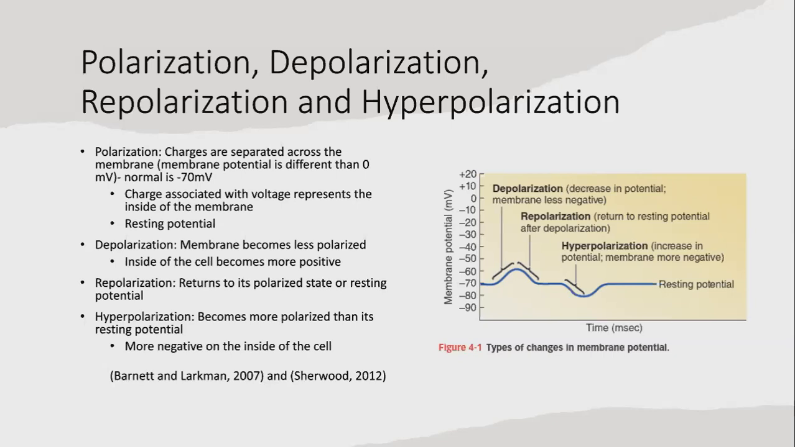Then you have repolarization, which is where it's returning to its polarized state or its resting potential, and then hyperpolarization, where it actually becomes a little bit more polarized than its resting potential, more negative than that negative 70 on the inside of the cell. But eventually that resting potential does even out and it becomes polarized in its normal polarization again. And on the right, you just have a graph of what that looks like over time and the different millivolts that the membrane potential is hitting.